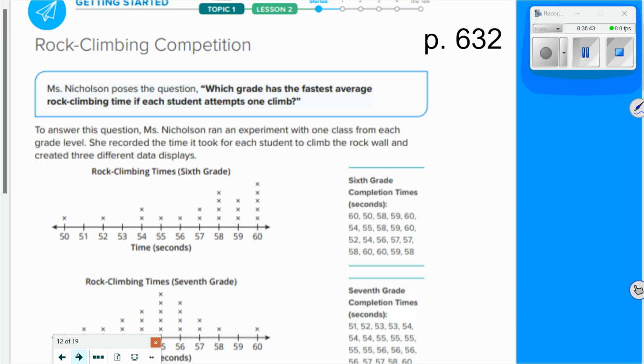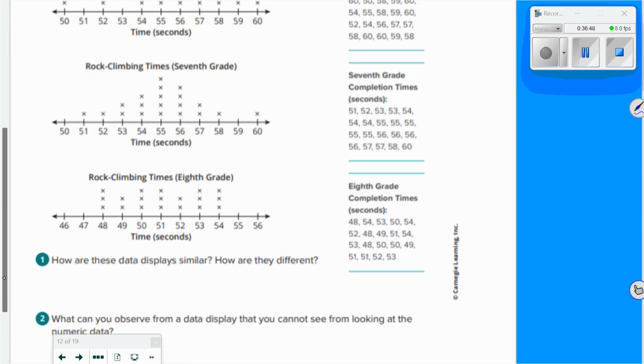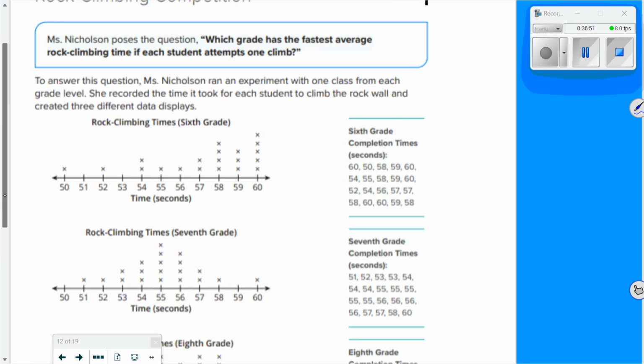Okay, guys, really quickly. We're going to talk about some of the ways that we display data. Right now, we're going to talk about dot plots. Mr. Nicholas poses the question, which grade has the fastest average rock climbing time if each student attempts one climb? Let me start with what we've just been talking about. Is that a statistical question?